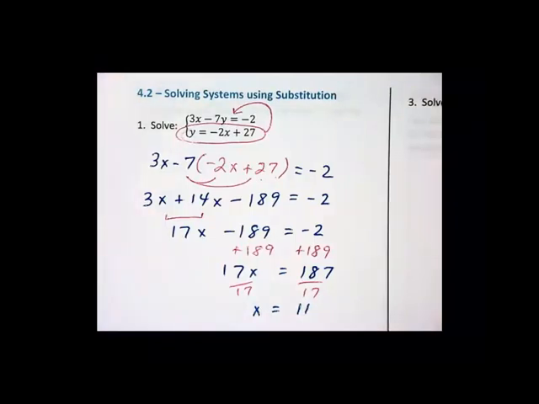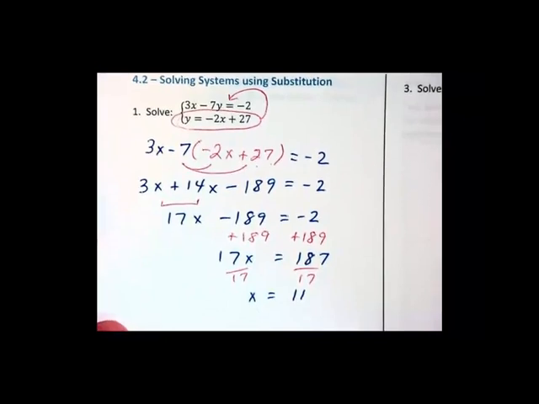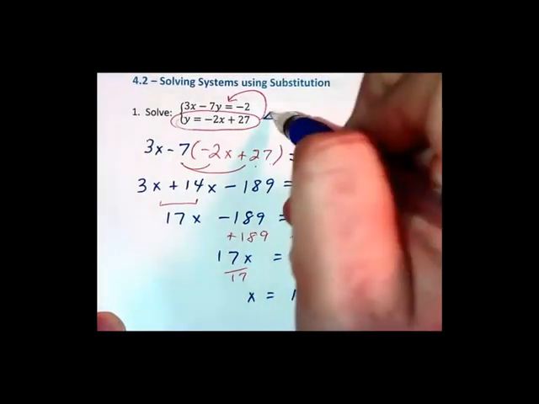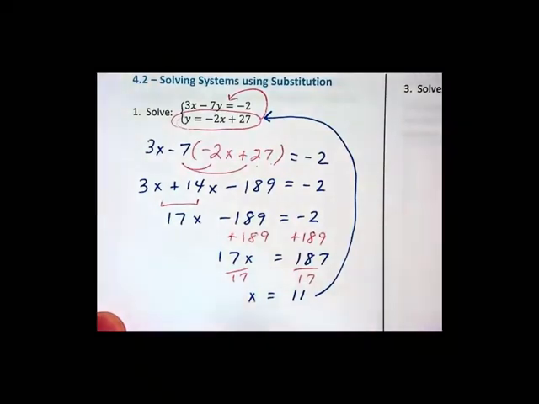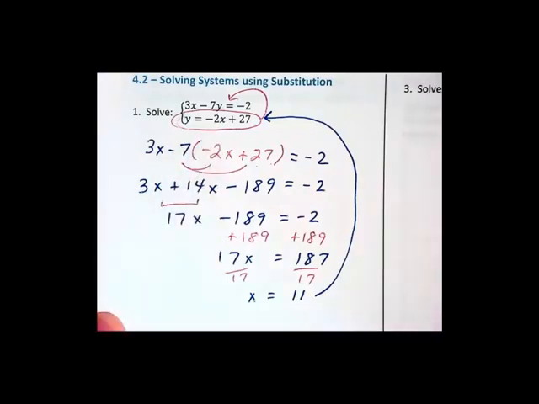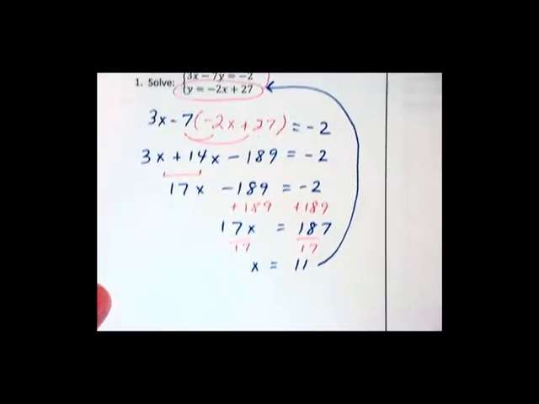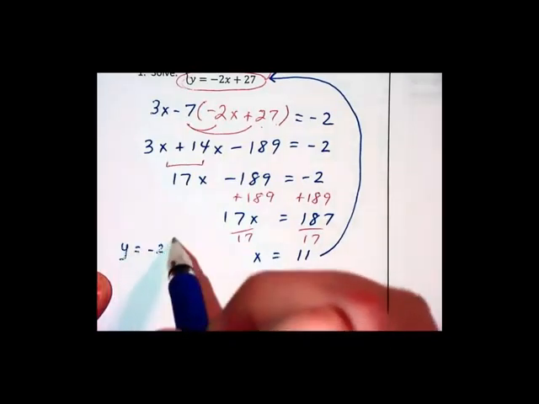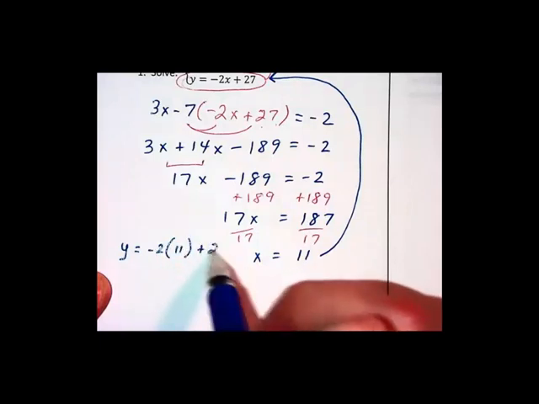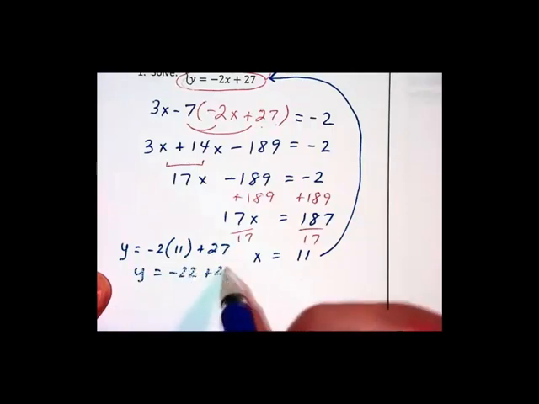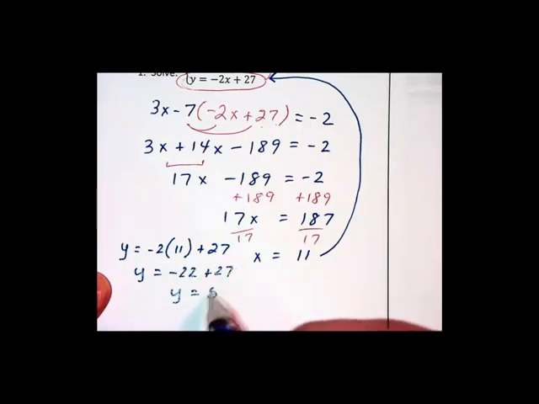Well, we're not done there. That is not the solution to the system, because we're looking for an x comma y pair. And so we're going to take this x equals 11 and substitute it into one of the two original equations. Since we're looking for y, this second equation already is saying y equals, that seems the best place for us to substitute that in. So I'm going to rewrite this second equation here as y equals negative 2 times our input of 11 plus 27. That means y is going to equal negative 22 plus 27, and therefore y is equal to 5.